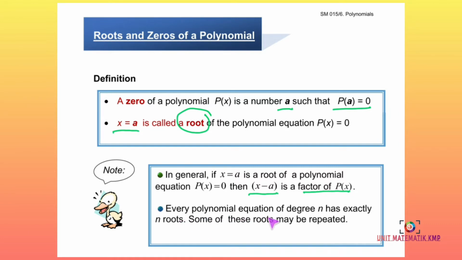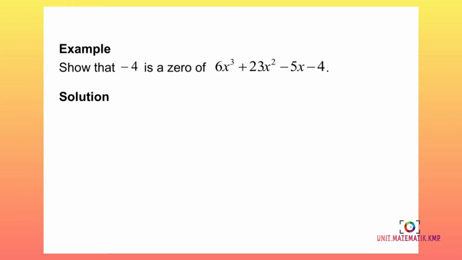Every polynomial equation of degree n has exactly n roots. Some of these roots may be repeated. Let's see the first example. Show that negative 4 is a zero of 6x power 3 plus 23x squared minus 5x minus 4.